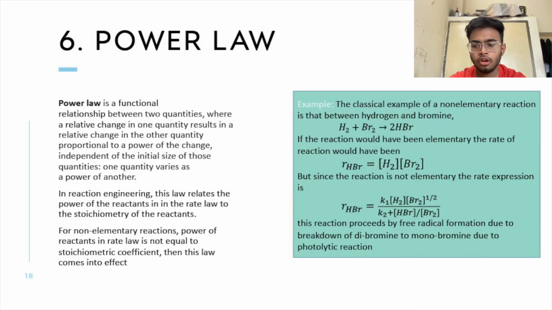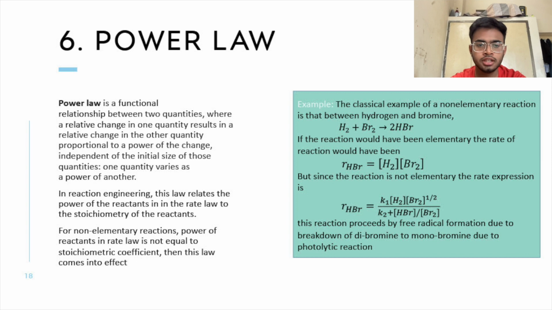Now let us study the power law, and how the power law is different from the rate law that we generally study in chemical kinetics. So, a power law is a functional relationship between two quantities where a relative change in one quantity results in a relative change in the other quantity, which is proportional to a power of the change. In simpler terms, we are just relating two entities with a power. So, for a simple example, we can say A raised to power b is proportional to C raised to power d, where any change in C would give a change in A, which would be given by the powers to which they are raised.